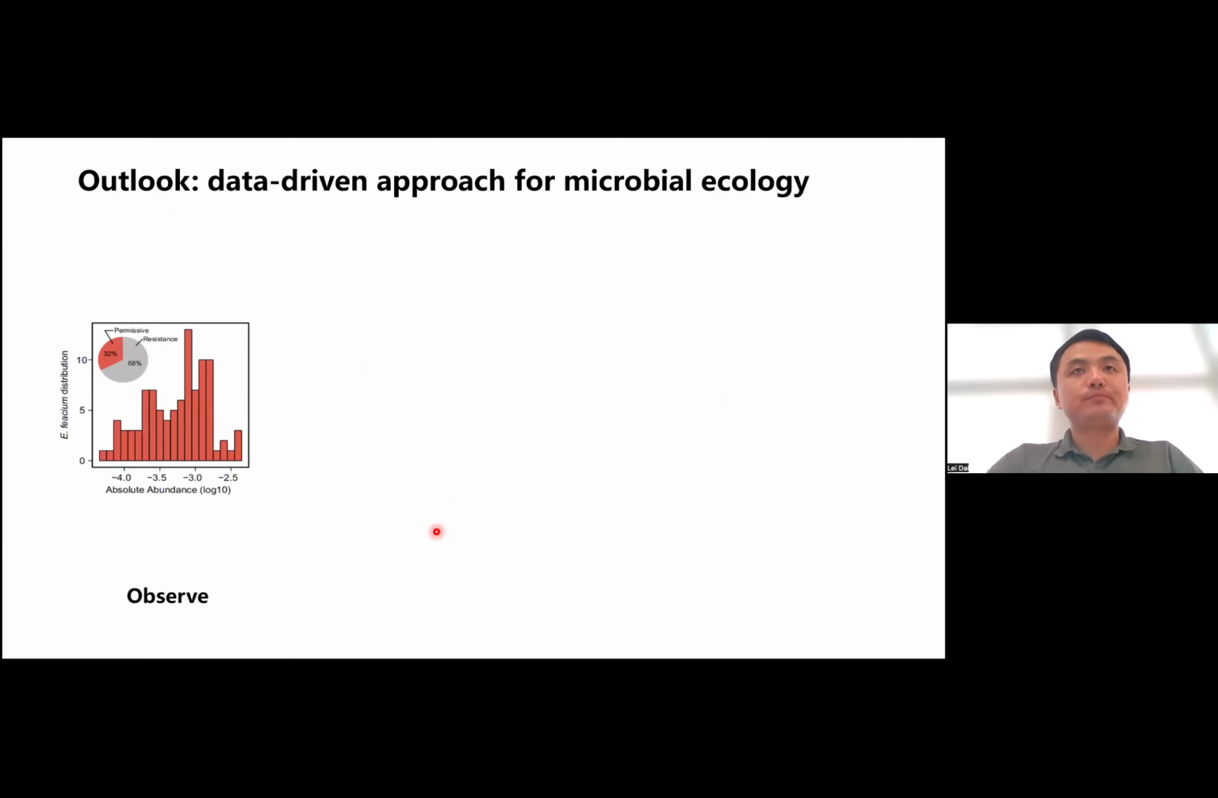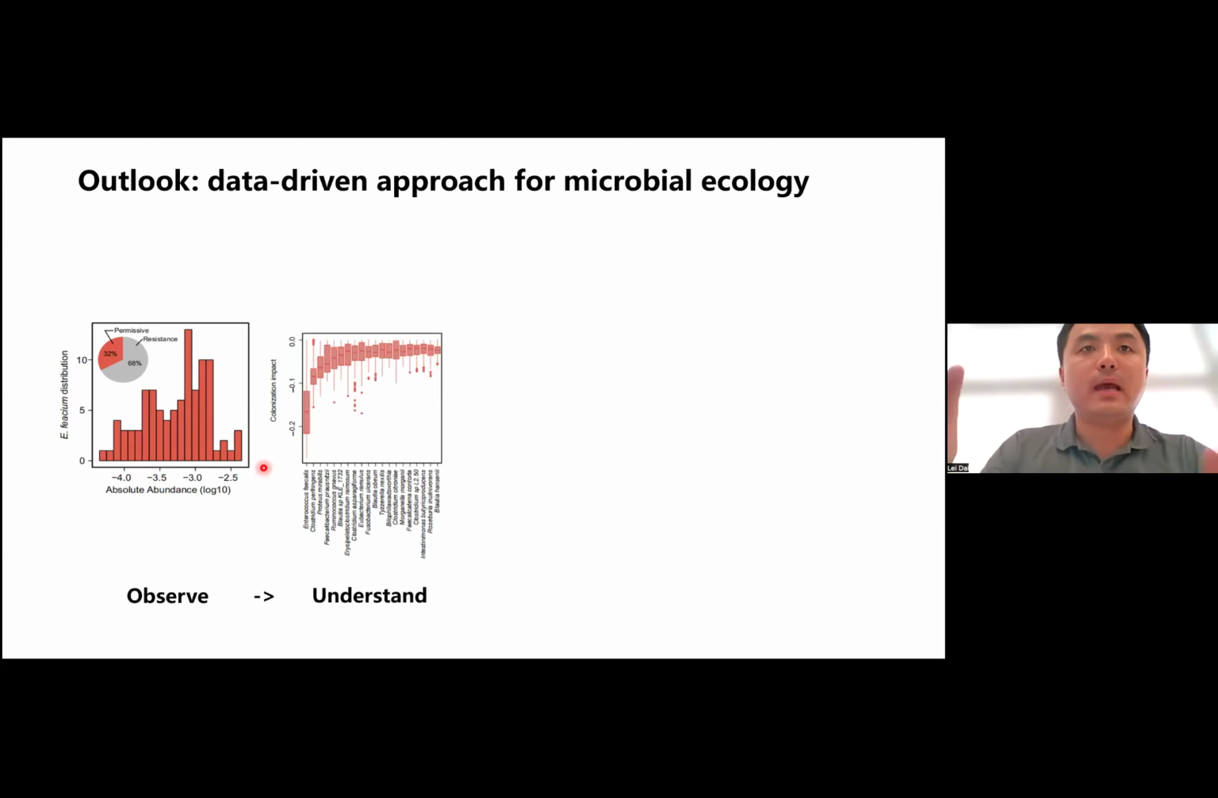Okay, just a brief outlook for this approach. We start with collecting data. We observe that there are variations among different communities, and try to understand what commensal taxa, in this case E. faecalis, play important roles in colonization resistance.